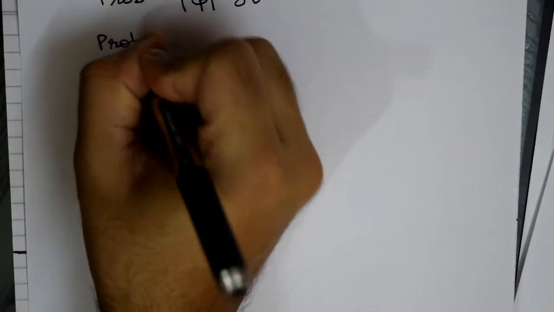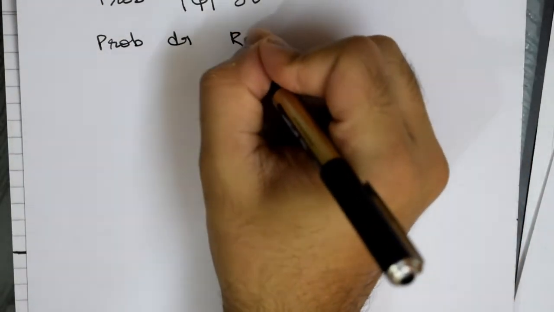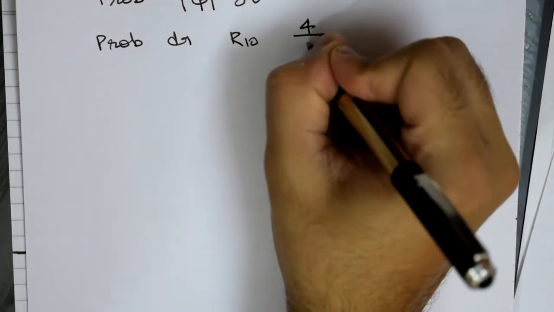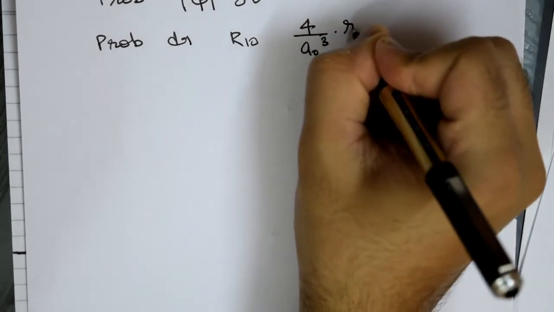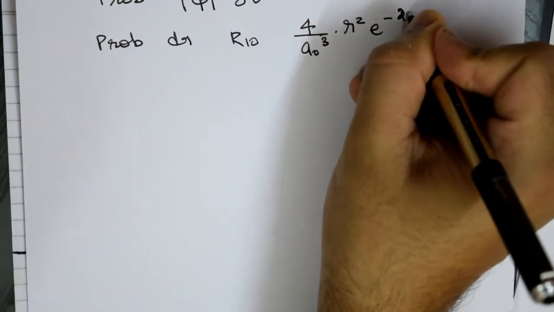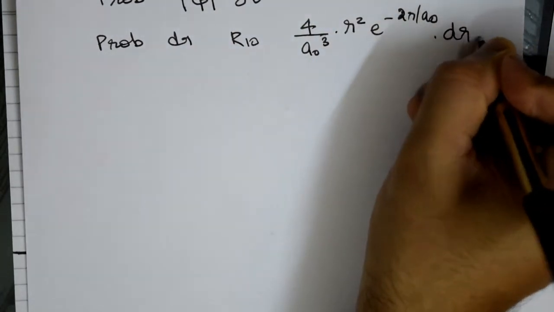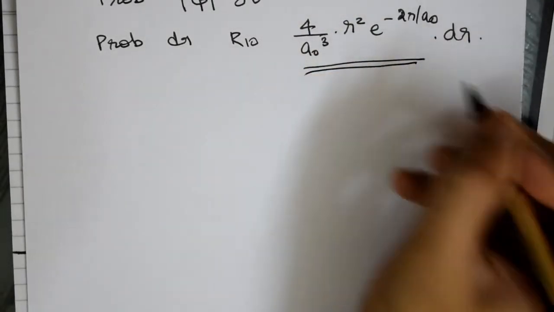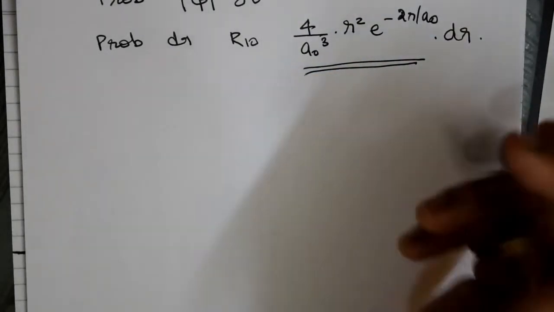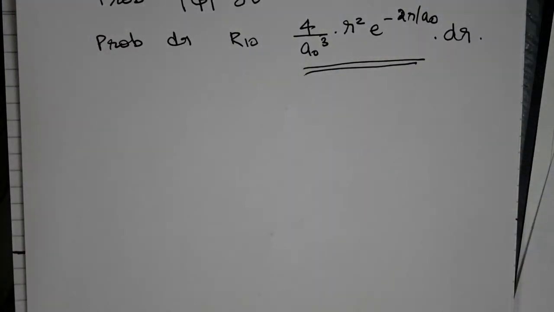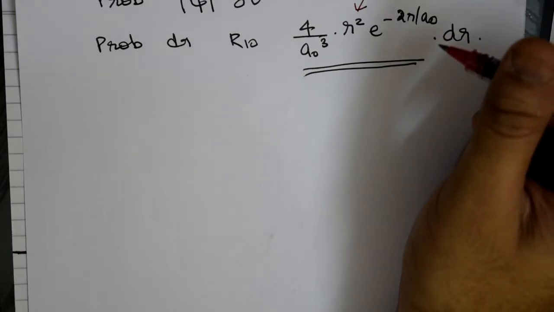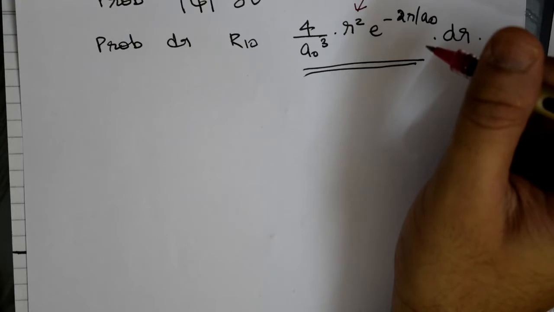So similarly, the probability of finding an electron within a space dr for r10 will be given by the square of whatever we had, which is 4 by a naught power 3 times r square e power minus 2r by a naught times dr. If you integrate between r and r plus dr, this is the probability of finding the electron within that given volume element. One has to remember this r square is what results in the fact that we cannot find the electron at the nucleus.